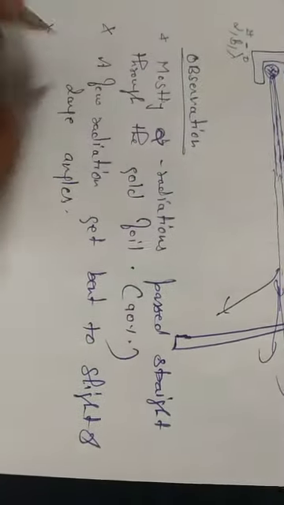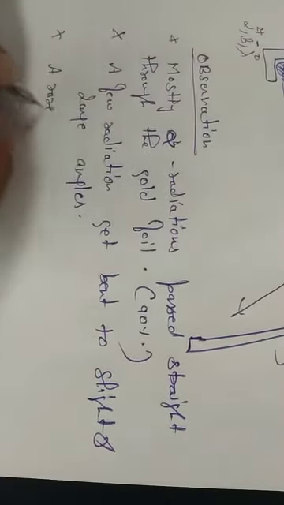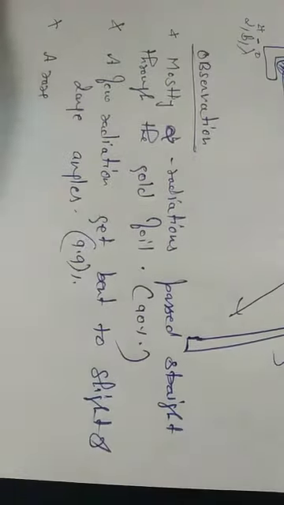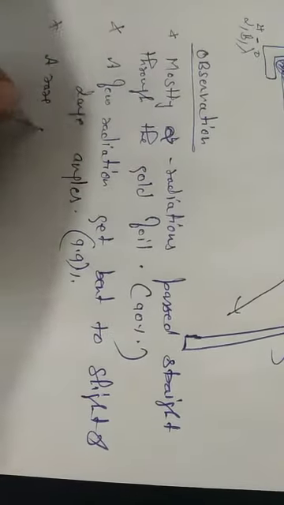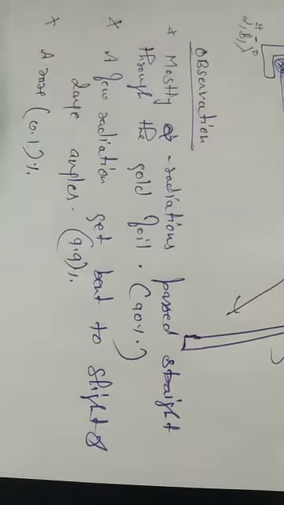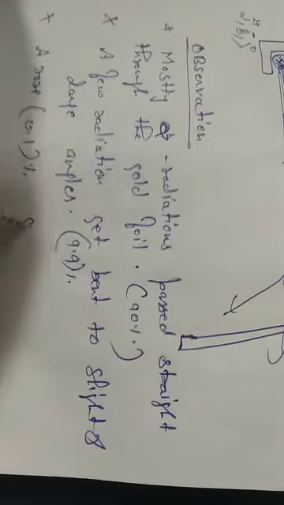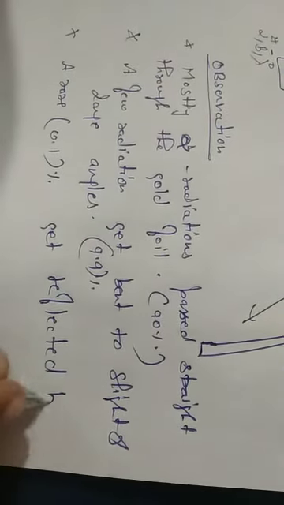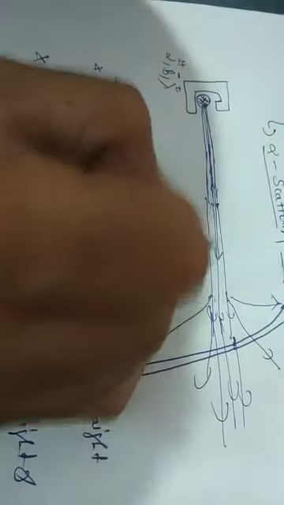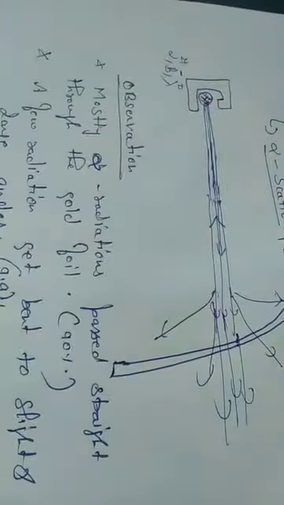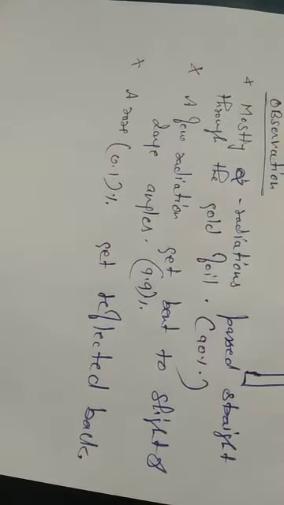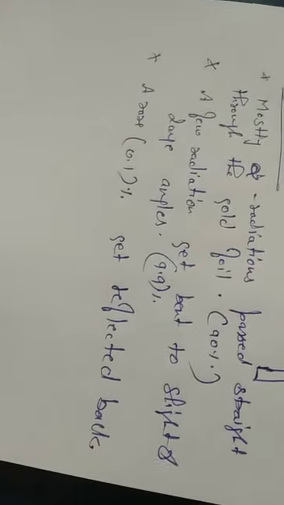Now the third: almost 99.9% is bent, but only 0.1% of radiation gets bounced back, or you can say reflected back. It completely goes straight and then comes back, that is reflected back, but a very rare particle. These three observations he made in his alpha scattering experiment.